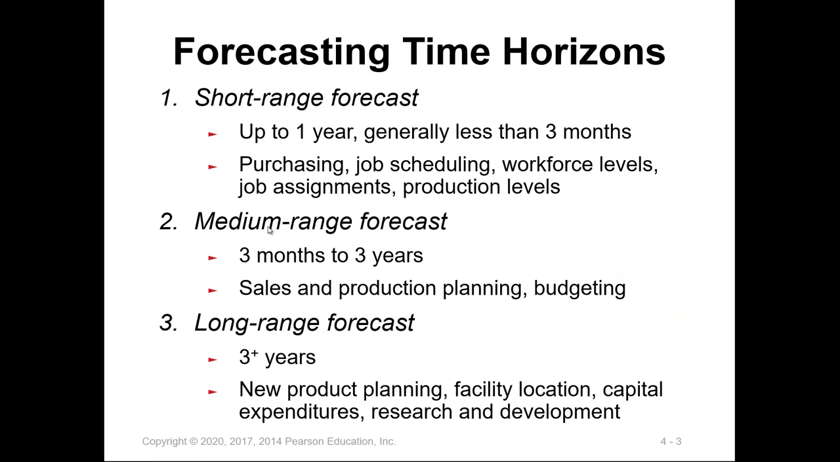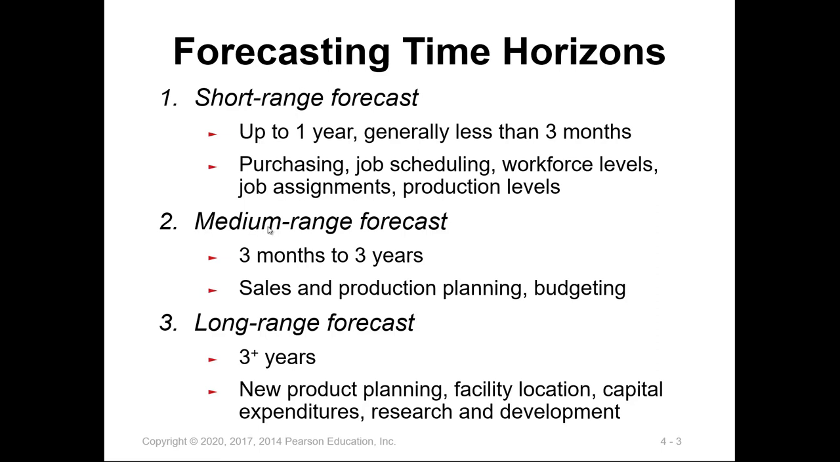The forecast can be within a short period of time, which is called short range forecast. It can also be medium and it can be long range. The short range can be from 0 up to 1 year. The medium from 1 to 3, and the long one will be more than 3 years.